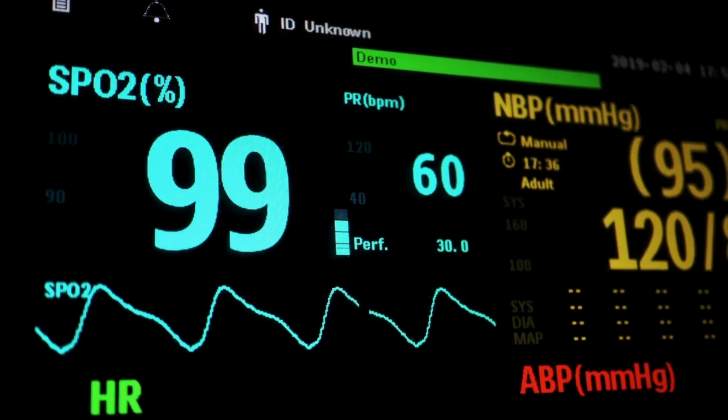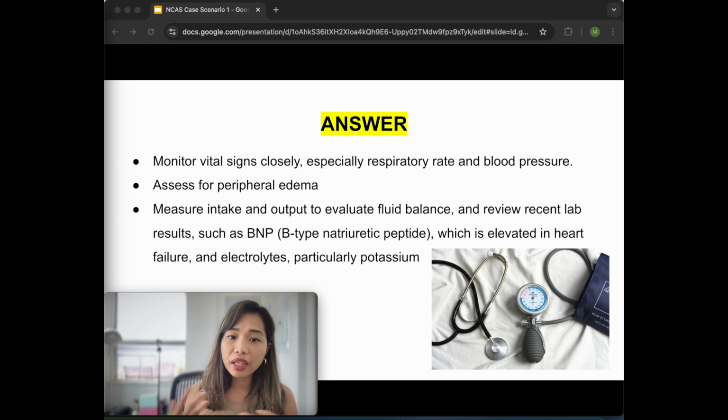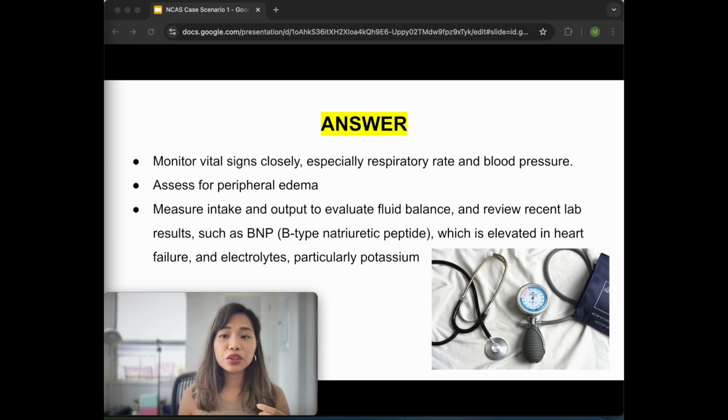And then next, you can assess for peripheral edema. Again, we talked about fluid backing up, or heart failure exacerbations. You can measure intake and output to evaluate fluid balance, because again, we have fluid imbalance in this situation. So you need to do strict ins and outs. And also you need to review recent lab results such as BNP.